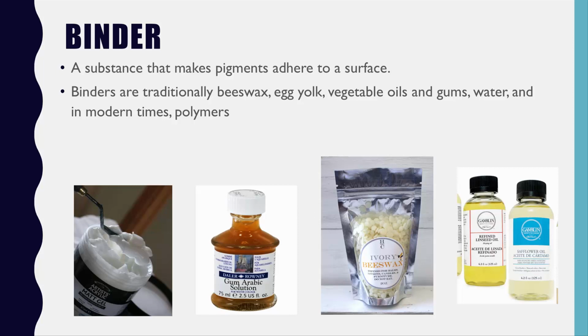Egg yolk, vegetable oils, like over here you can see there's linseed oil or safflower oil. Gums, like gum arabic, which is a gum that comes from the sap of a tree. And then water, and then polymers, which is right over here. This is called matte gel that artists would mix in with their paint.